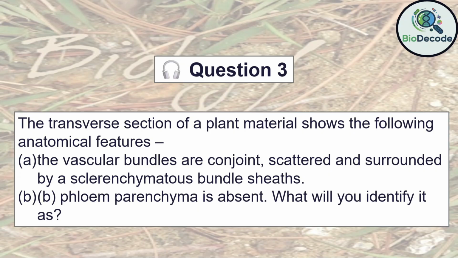Each bundle is surrounded by a sclerenchymatous bundle sheath that provides mechanical strength. Phloem parenchyma is absent, and water-containing cavities are present within the vascular bundles. Therefore, based on these anatomical features, the section belongs to a monocot stem, such as maize or sugarcane. After identifying plant organs through anatomical characteristics, we shall now move to understanding specific structures like the stomatal apparatus.